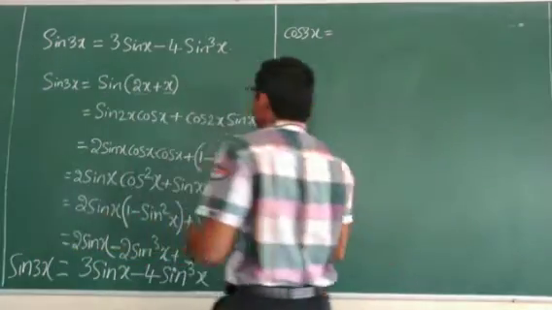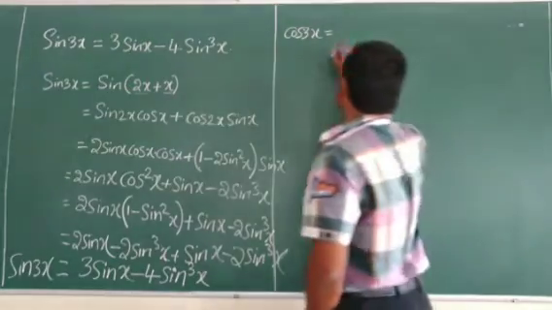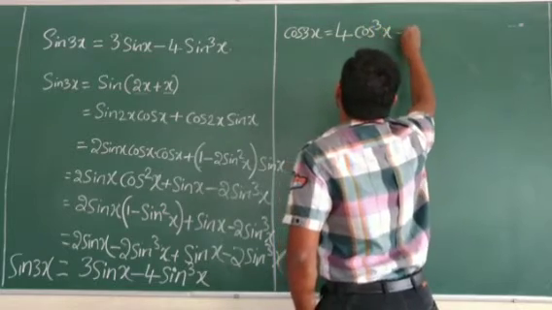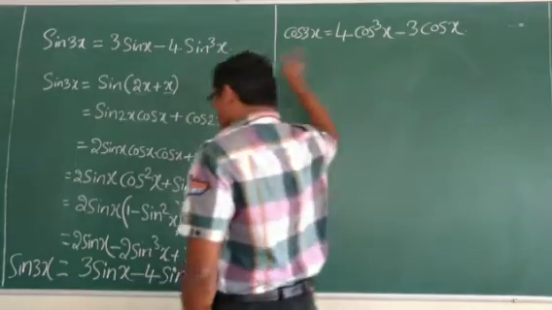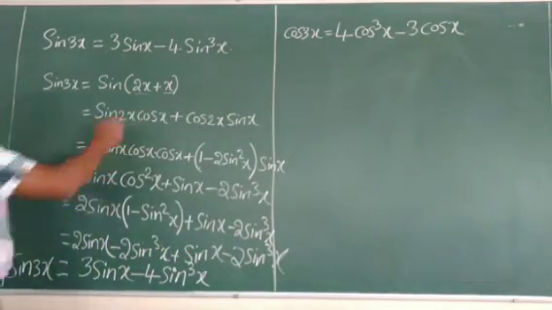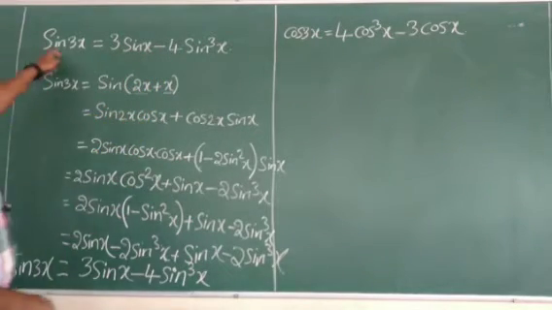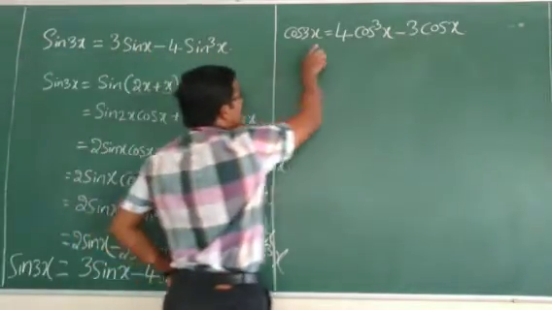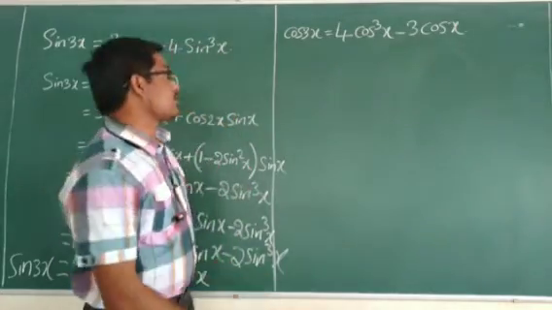Now in the same way, let's come to cos 3x. Cos 3x is given by 4 cos cube x minus 3 cos x. You can compare both. Both are similar, but these are interchanged. Now when you are writing sin, the right side is in terms of sin. When you are writing cos, right side is in terms of cos.